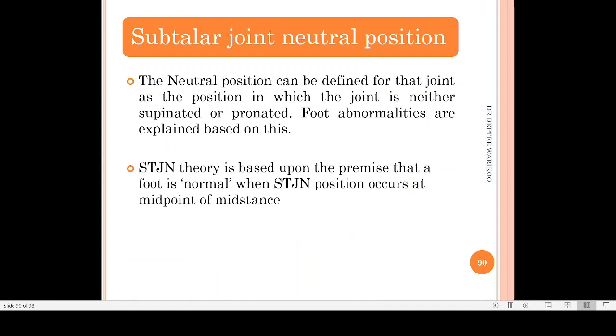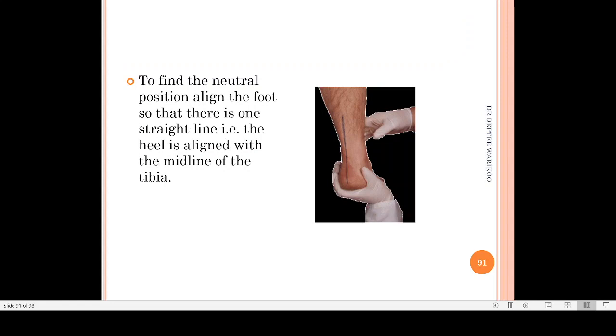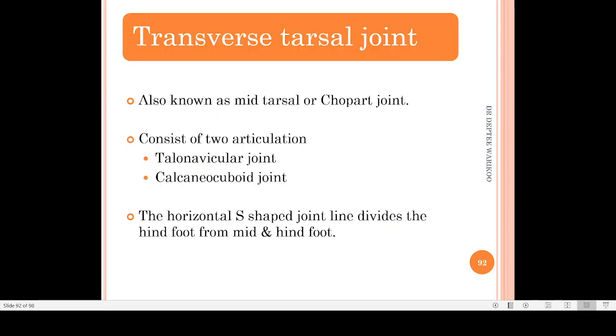The neutral position of the subtalar joint can be defined as the position in which the foot is neither supinated nor pronated. It is basically based upon the premise that the foot is normal when subtalar joint positions are neutral. To find the neutral position, align the foot so that there is one straight line between the heel and the midline of the tibia. So you can see if you draw a line like this dissecting the heel and the tibia, that will make your subtalar joint in neutral position.